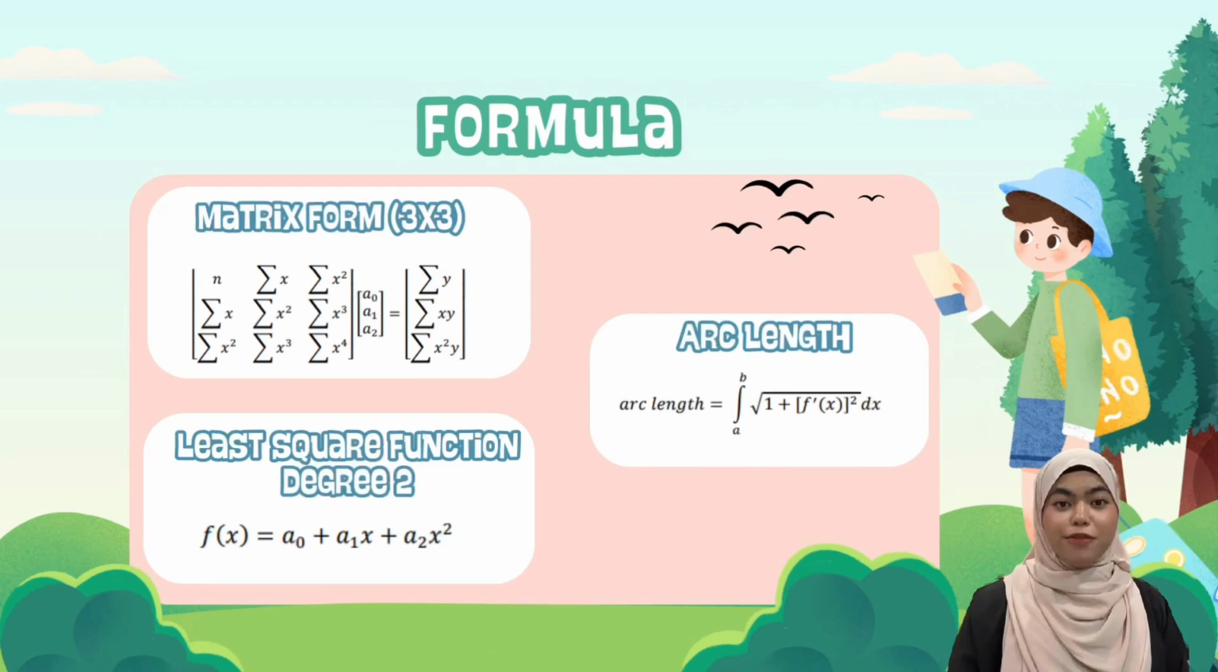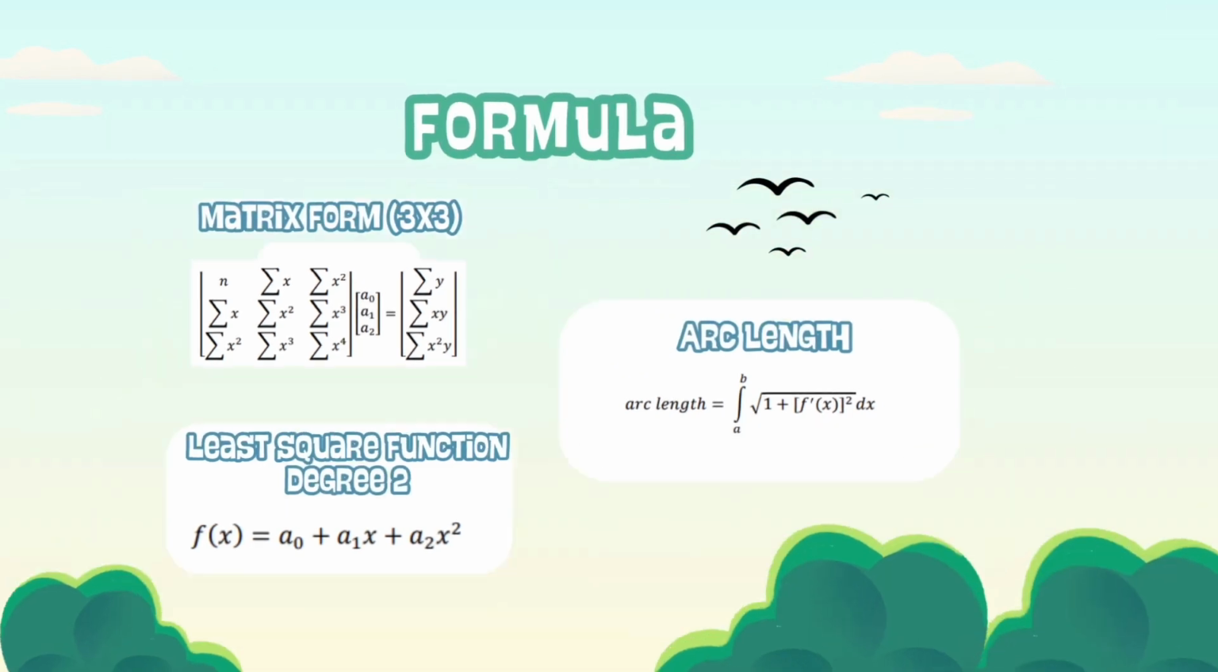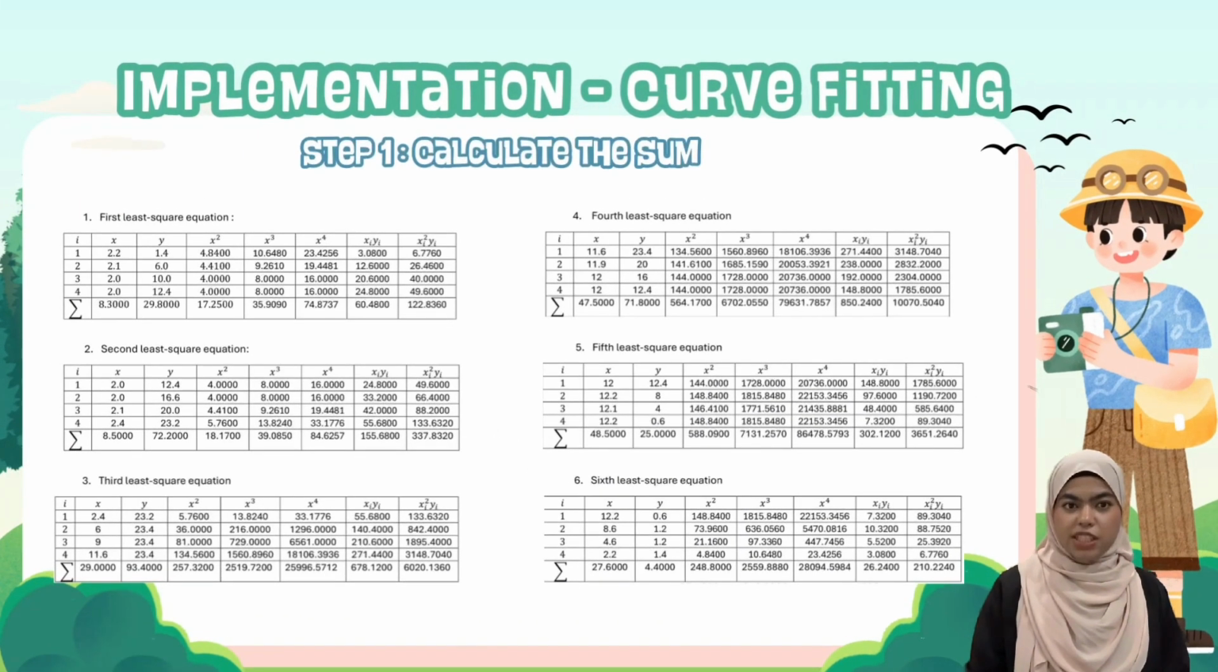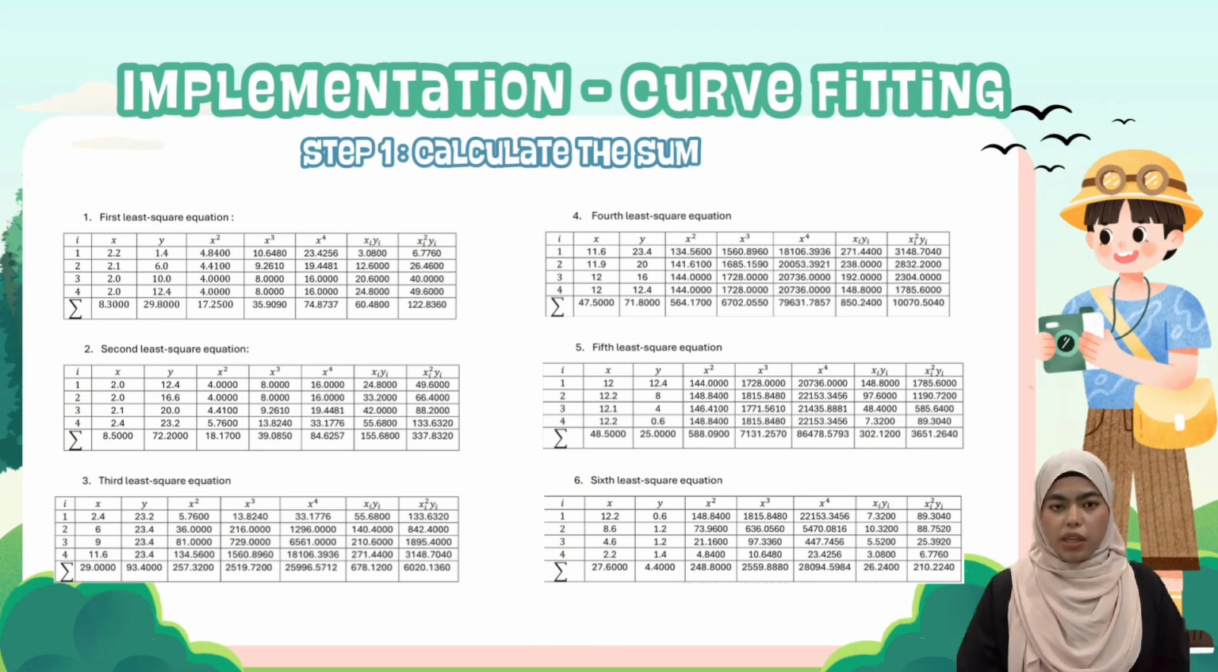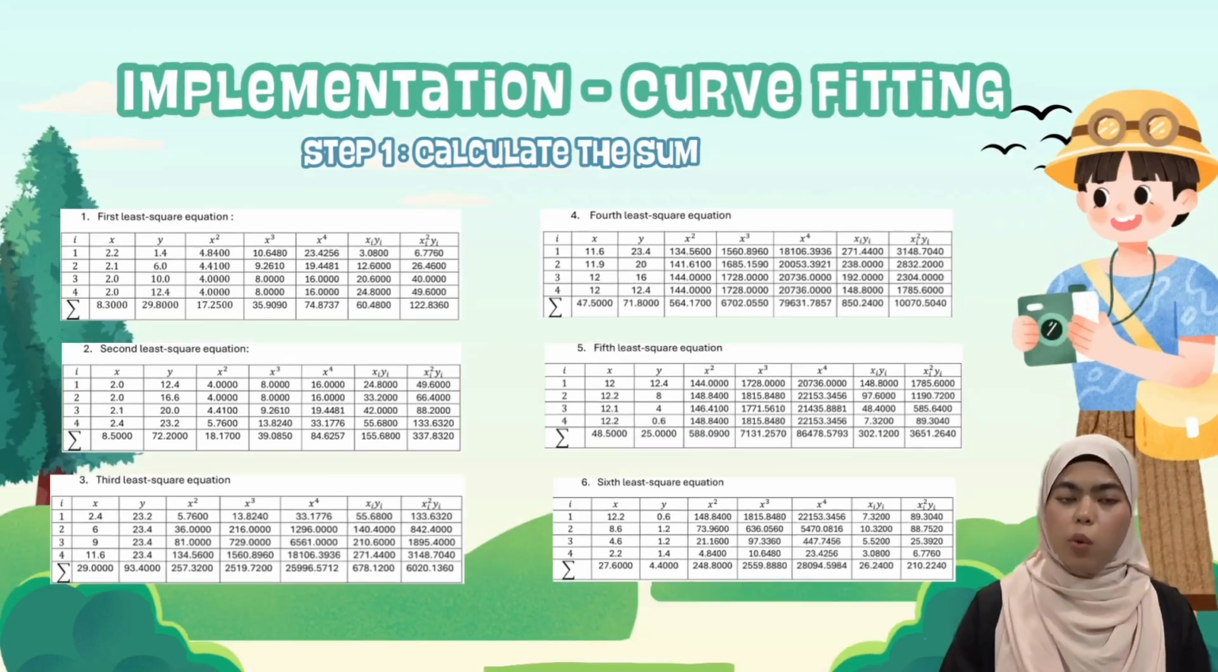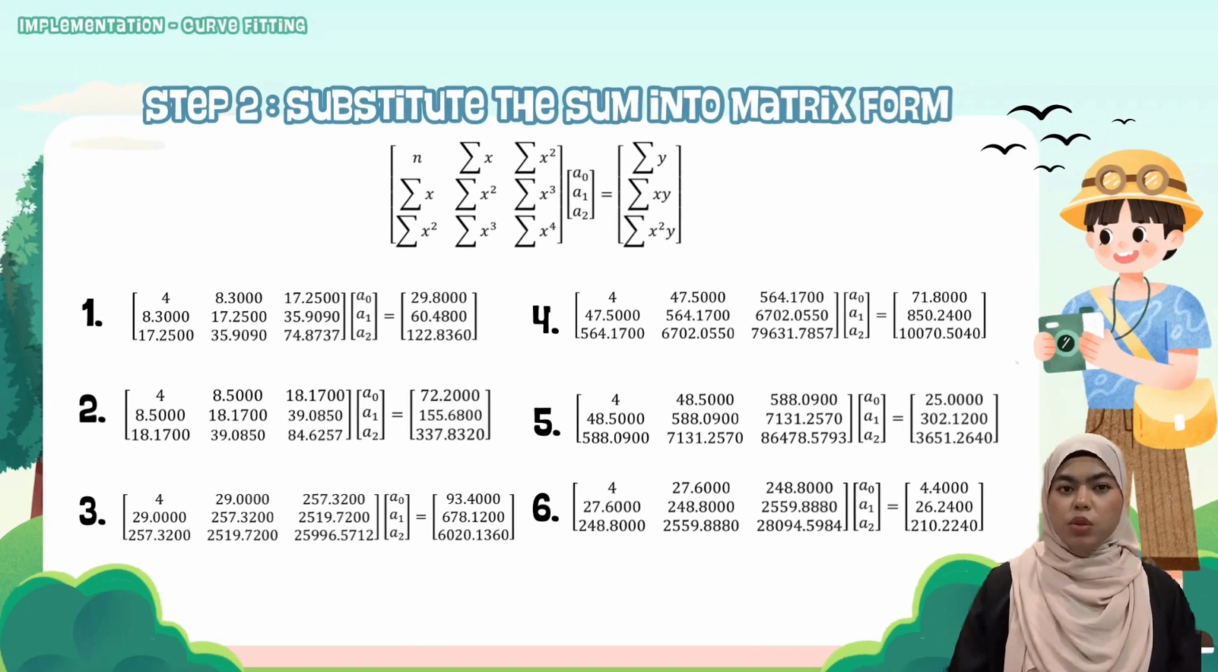So, this is the formula that we use to fit the data. Next is the implementation part, curve fitting. In order to apply the least square method, we follow a series of steps. For step 1, we first calculate the sum of the required values based on the data points. We calculate the sum of x, y, x squared, x cubed, x to the power 4, xy, and x squared y. Step 2, we then substitute the sums into a matrix form to set up the normal equations.